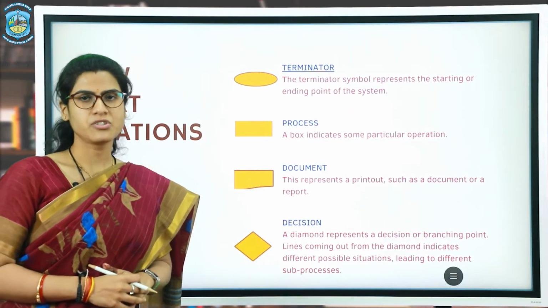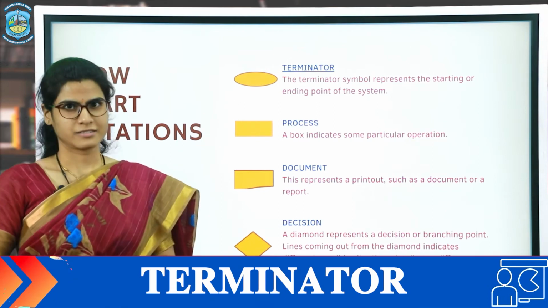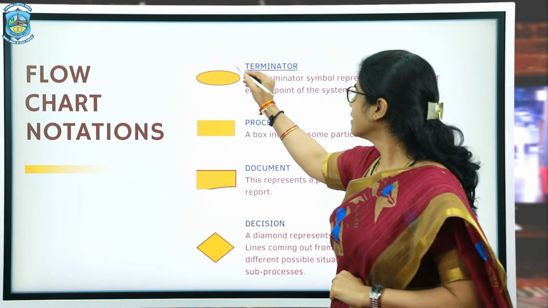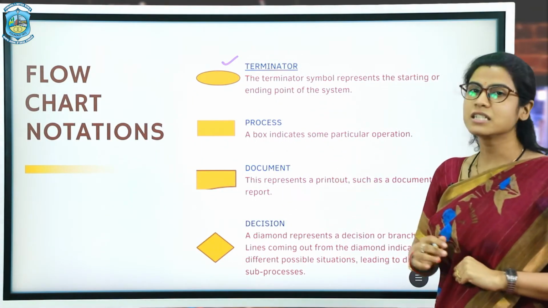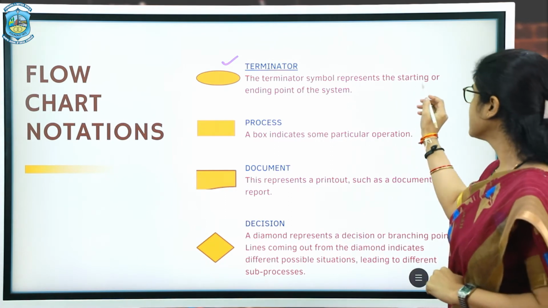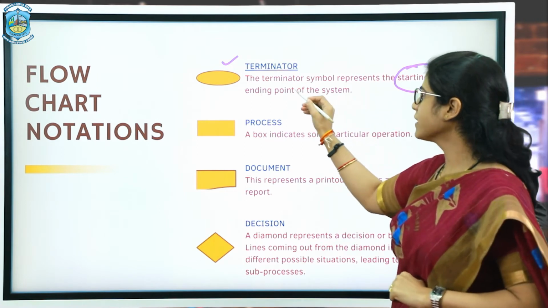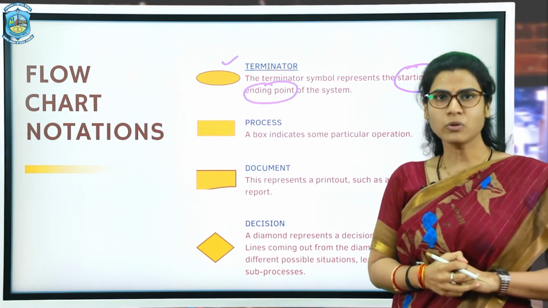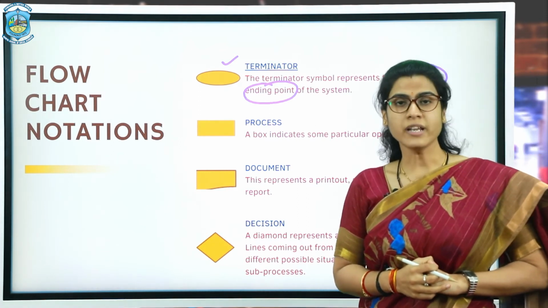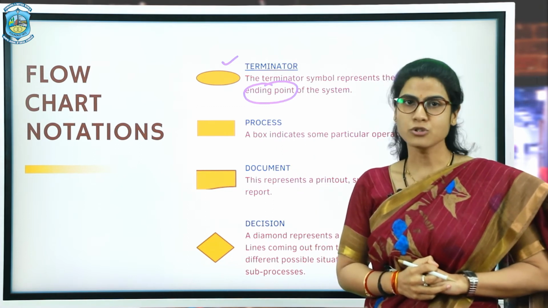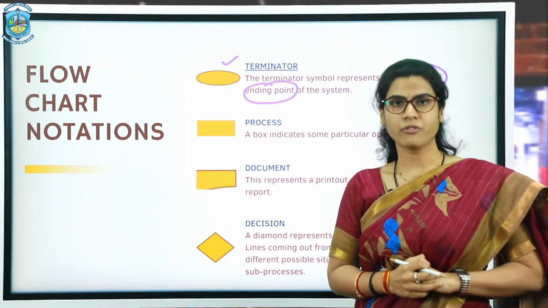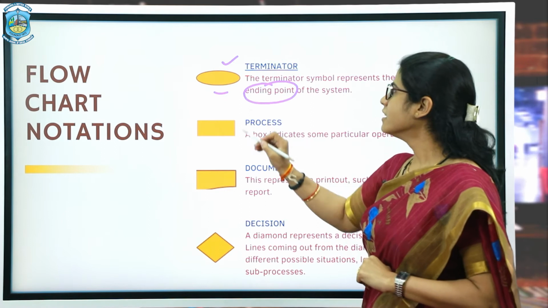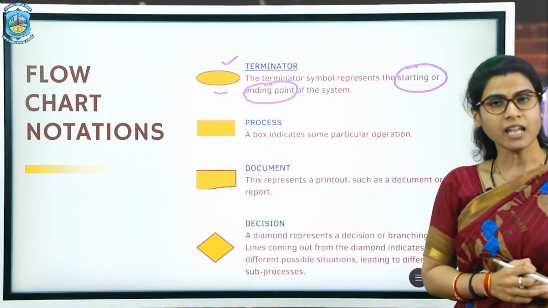The very first notation is a terminator, which is depicted with the ellipse shape presented here. A terminator is a symbol that represents the starting, or you can say the ending point of the system. While you are making a flowchart, you require this terminator to show where you are starting your flowchart and where you are ending. So we use a terminator to show the starting and ending point.